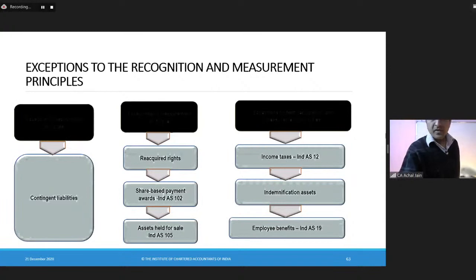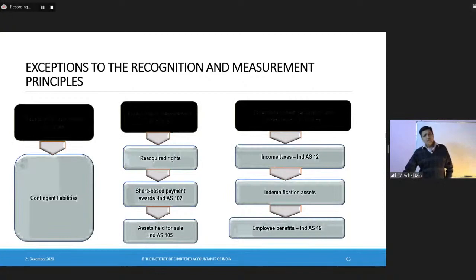So we were able to discuss most of these points: share-based payments, indemnification assets, contingent liabilities, assets held for sale, employee benefits, all of them, except a couple of points related to income taxes and reacquired rights. So today we'll continue with these 2 points first of all, and then we'll move on to the next part related to business combinations.